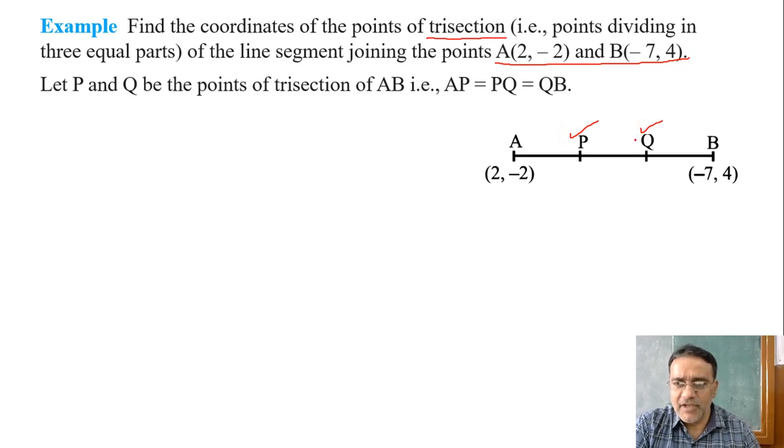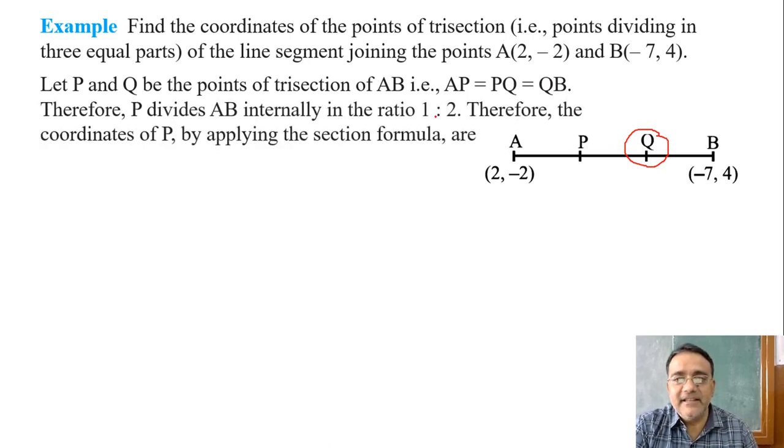Okay, so here, P divides the line segment in what ratio? P divides AB in which ratio? 1:2. Right, very good. If we have to find for Q, the ratio will be 2:1. So therefore P divides AB internally in the ratio 1:2. I'm going to find the value of P, that is why I took P first.